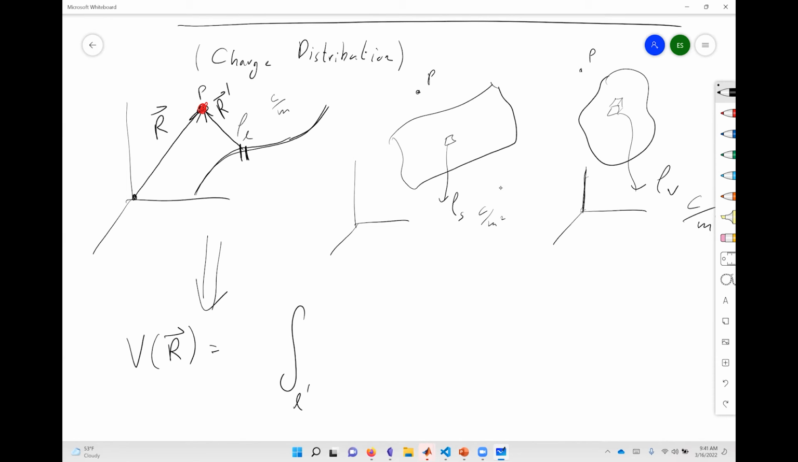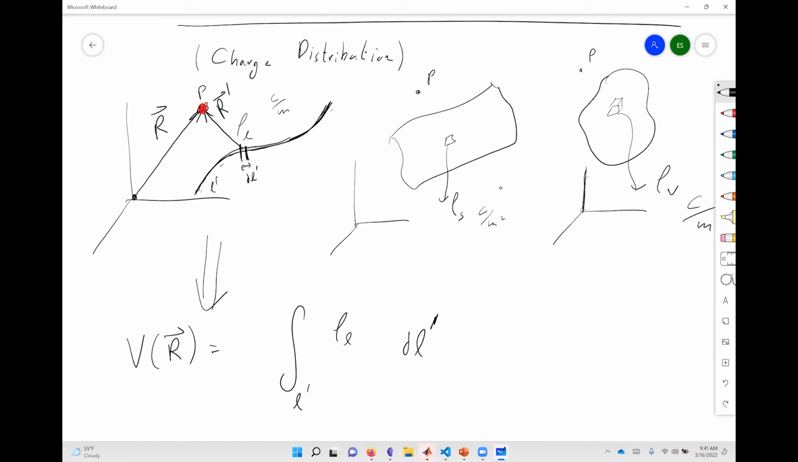over L prime. L prime represents integrating over the line. So you're moving along the line, right? DL prime, right? So this is not a vector integral. This is essentially parameterizing the line by some variable L prime and then varying L prime so that you move along the whole line, right? So we have DL prime here and there is the charge. The charge is rho L DL prime. That gives me the charge for every small segment.